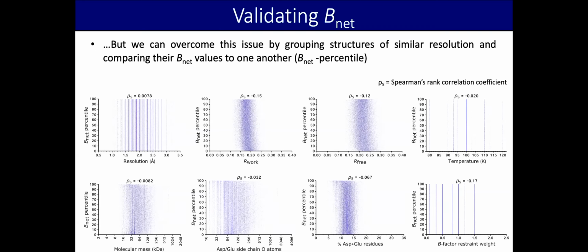So that means that a structure with a BNet percentile of 100 has the highest BNet value of all of the structures in its resolution bin. And a structure with a BNet percentile of 50 would have the median BNet value of all structures in that bin, and so on. If we look at the correlation coefficients between BNet percentile and these 8 variables, you can see that BNet percentile isn't correlated with any of these variables.